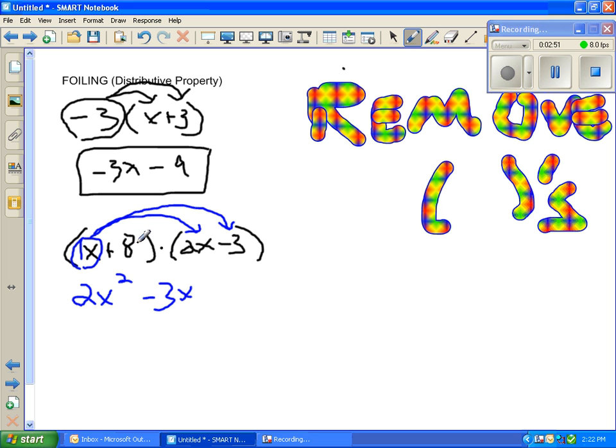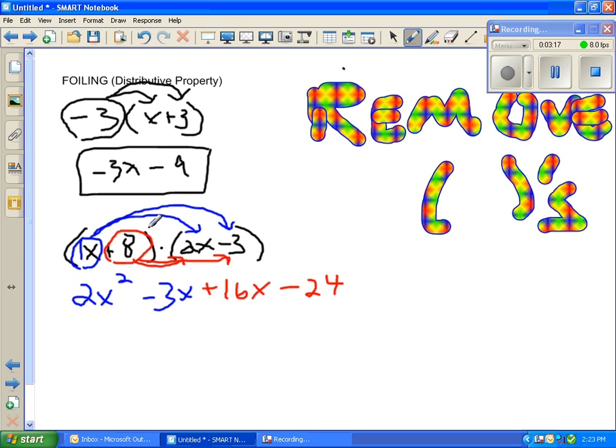But we're not done because we have to distribute this 8. I like to draw this one to the other side, so it's a positive 8, and now we'll draw the arrows this way. 8 times 2 is 16, plus 16x. And then we do 8 times a -3. So positive times a negative is a negative. 3 times 8 is 24. All right, and there we go.